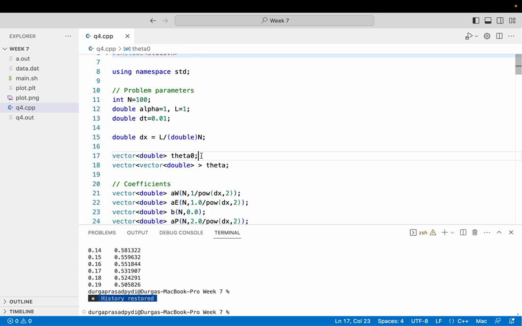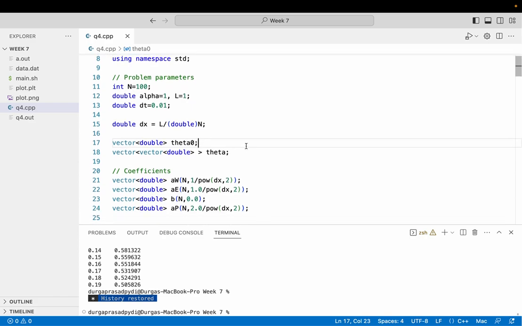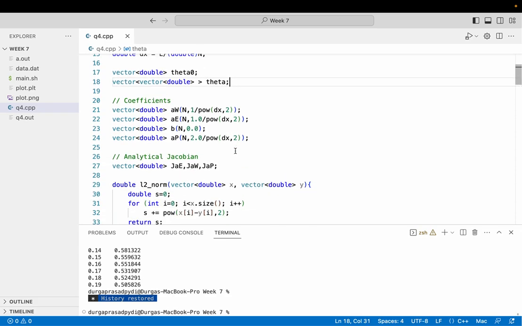Theta 0 is my initial guess, so I have to give an initial guess of a linear profile, which I'll do later. And theta is just a variable to store all the values along x and time. The coefficients, in our particular case, A west is always 1 over delta x square, A east is 1 over delta x square. B, we don't have any source term here, and then AP is 2 over delta x square.